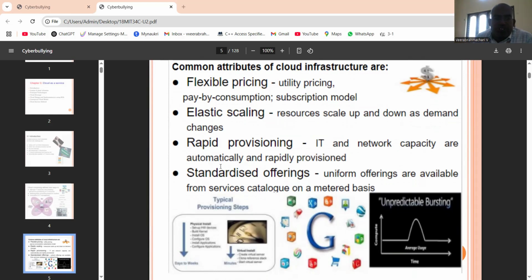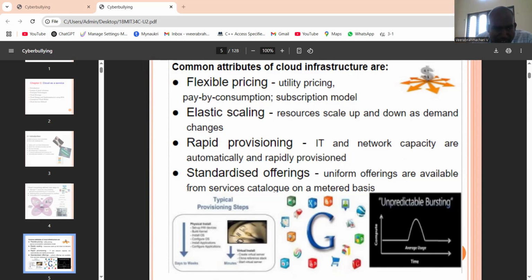The second one is elastic scaling. Various resources can scale up and scale down as demand changes. Then rapid provisioning of IT: the infrastructure and network capacity are automatically and rapidly provisioned. And the standardized offerings, or uniform offerings, are available from the services catalog on a metered basis.